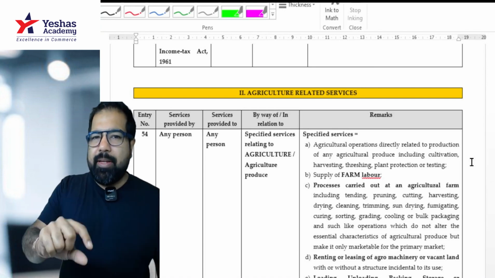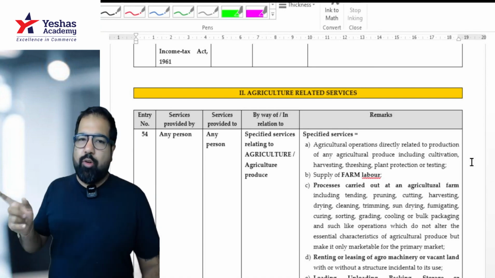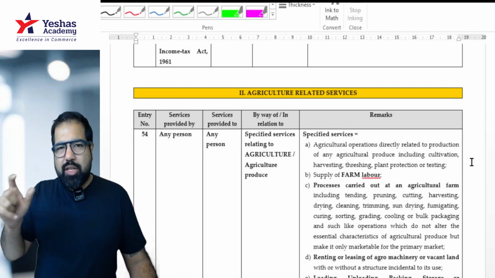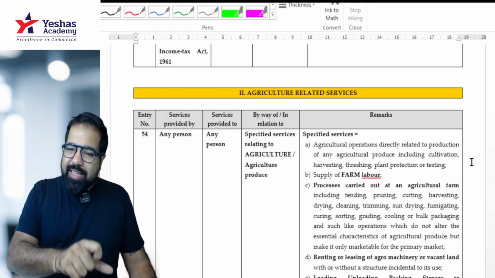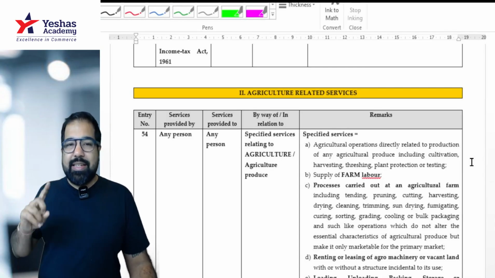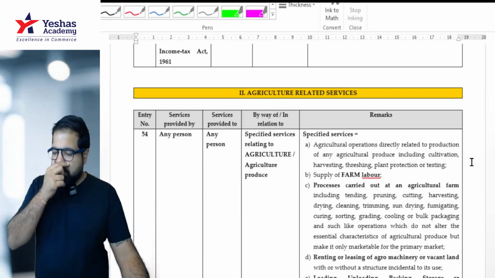Tea is exempt, tea leaves, but if you make tea powder, then it's not exempt. Coffee beans is exempt, coffee powder. So if you change the essential characteristic, it is not exempt. Rice is exempt, paddy is exempt, but if you change paddy into rice, that is taxable. Be careful about paddy to rice.